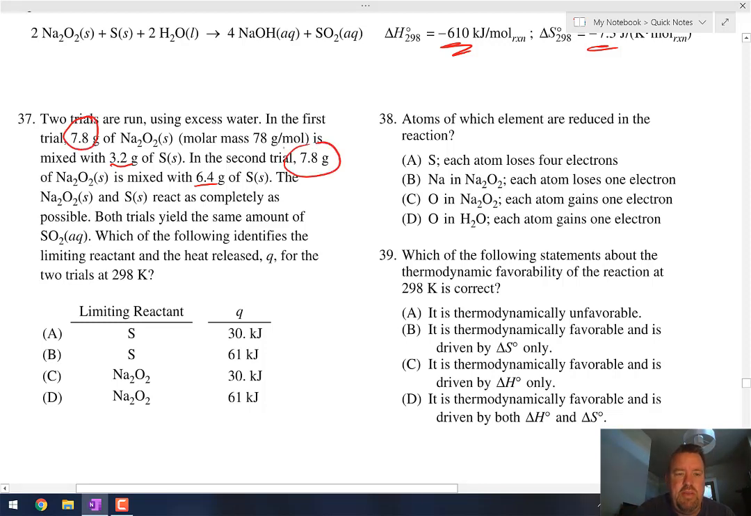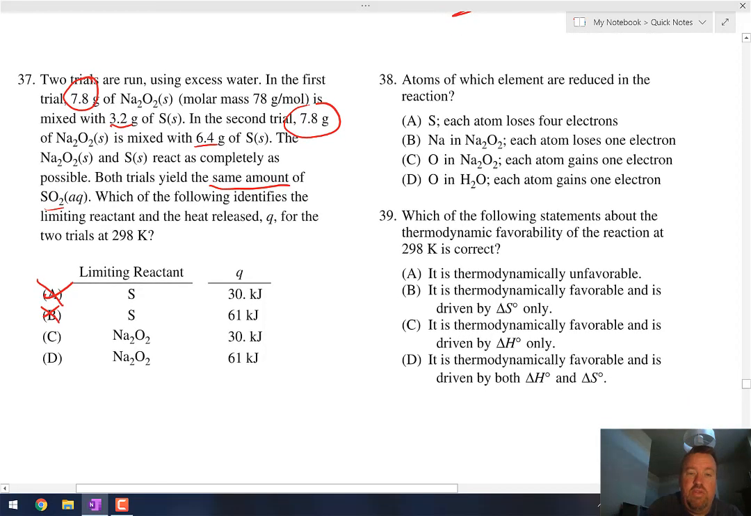Sorry, I think I said that backwards. Okay, because the amount of sulfur changed, yet the experiment still ended with the same amount of SO2 produced, that means that the Na2O2 has to be the limiting reactant. So A is out and B is out. Okay, so now if that's the limiting reactant, then we know that that's the one that we use to figure out how much heat is produced or released from this reaction.